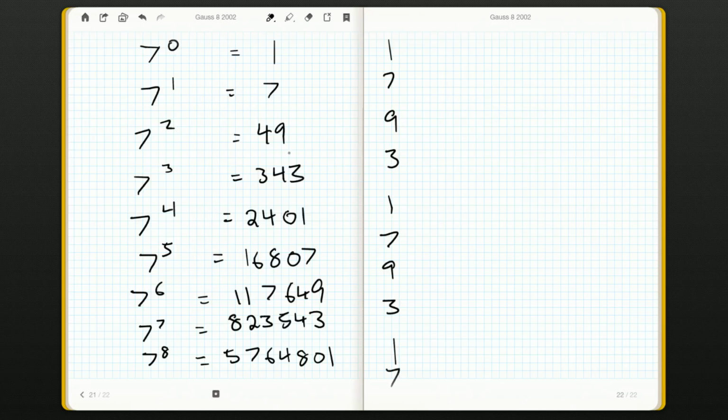The powers of 7 are actually really nice because the last digit always has this pattern of 4. So that's pretty cool. I like that. But we're only asked for the last digit.